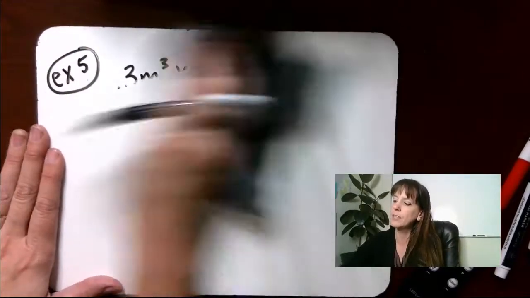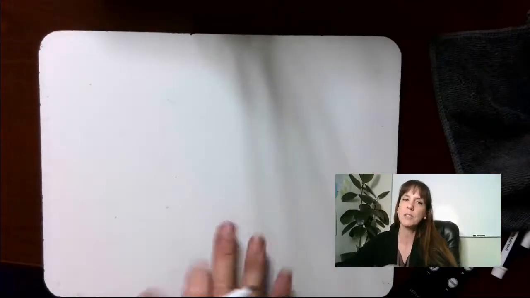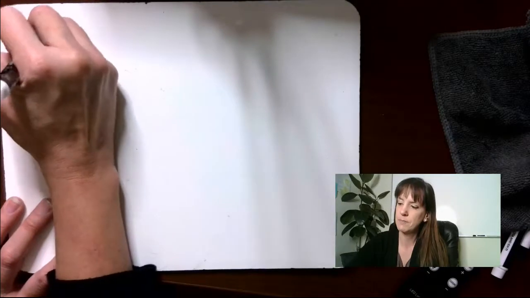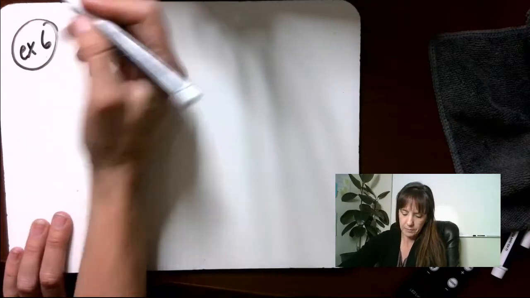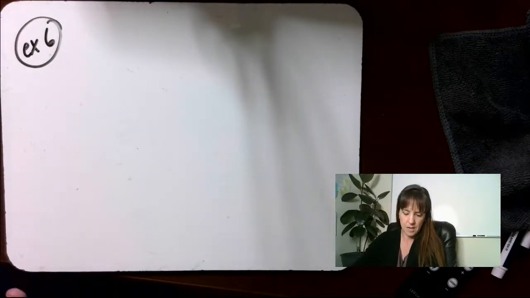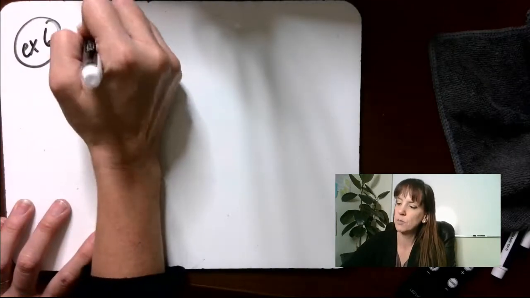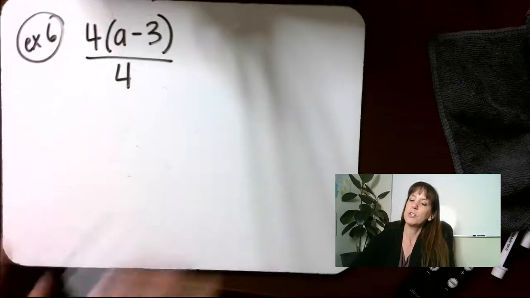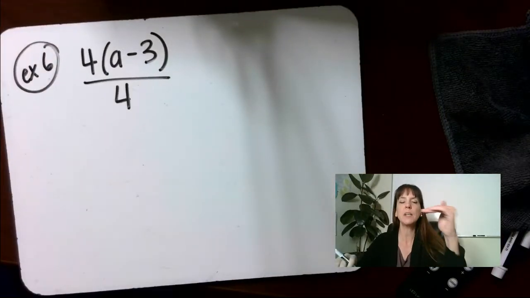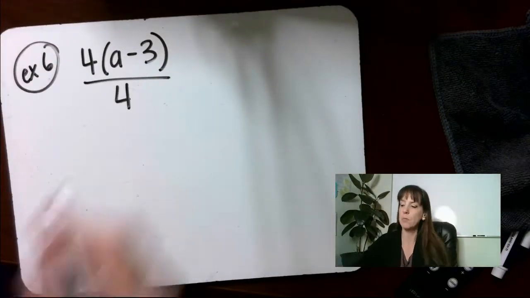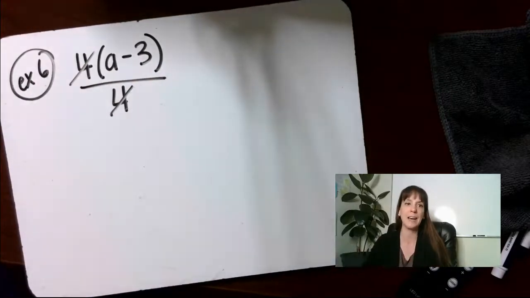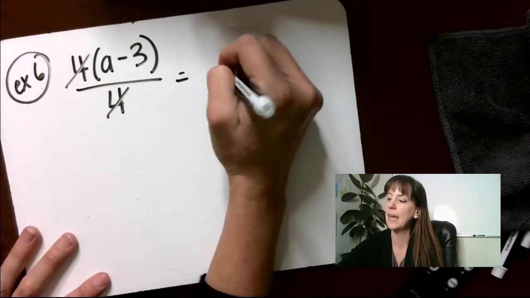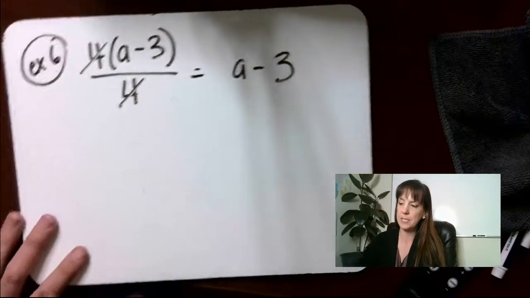Now, how does this all apply to canceling? The second part of this lesson is all about canceling. So example number 6 is going to look like this. We'll just start right off the bat, like this, a minus 3 over 4. So guys, if we have something on top that we're multiplying by and something on the bottom, we can cancel these out just like that. And so this would be simplified as a minus 3.